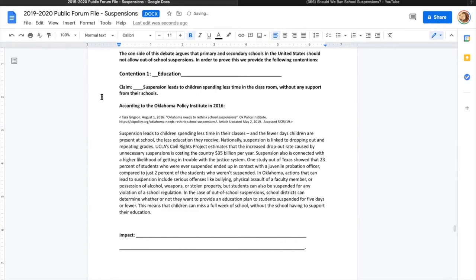Oh, I'm sorry. Before you do all that, you want to go through and underline. You can underline things that are very important. So for example, I will underline this: suspension led to less time in school, and the fewer days a child is present in school, the less education they receive. Boom, I will underline that part.